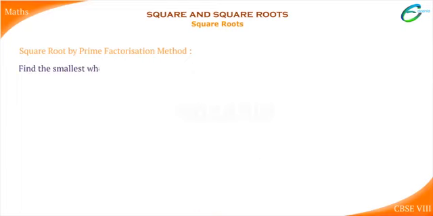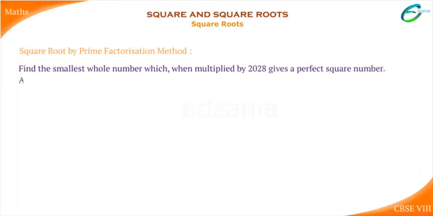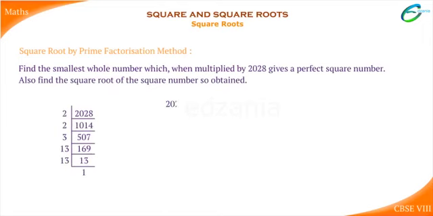Find the smallest whole number which, when multiplied by 2028, gives a perfect square number. Also, find the square root of the square number so obtained. By prime factorizing, we get 2028 equal to 2 into 2 into 3 into 13 into 13. Here too, 3 does not have a pair. So we have to multiply 2028 by 3 to make it a perfect square.